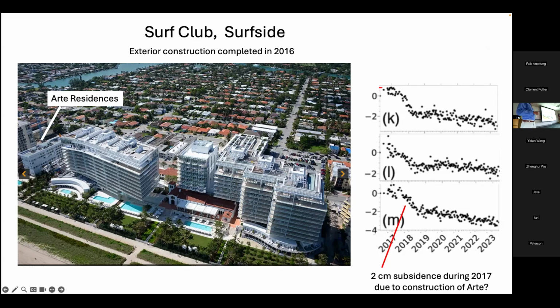And so what could be the reason? It turns out here there's a hole. In the meantime, a structure has been built, the Arte residence, and this subsidence signal roughly agrees with the time period of the construction of the Arte. So I think that is the reason. So we have 2 effects. The surf club itself, the new structures were completed in 2016. The longer term signal is probably the result of this. The subsidence is a result of the construction of the structure itself. And then we have this signal from the Arte overlay.